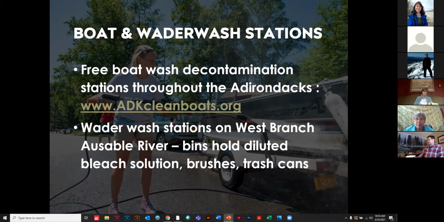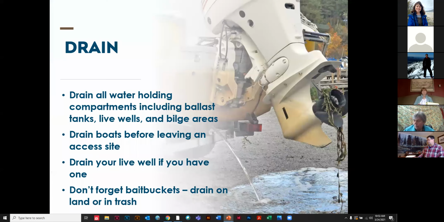And the Osceola River Association on the West Branch of the Osceola River has wader wash stations, which have brushes, good trash cans, not overflowing trash cans, and bins that hold a diluted bleach solution for you to clean your waders or your fishing lines. So drain all water from compartments, including ballast tanks, live wells, and bilge. Drain your boats before leaving the access site. Drain your live well if you have one, and don't forget your bait buckets. Drain those, as I mentioned, on land or in the trash.